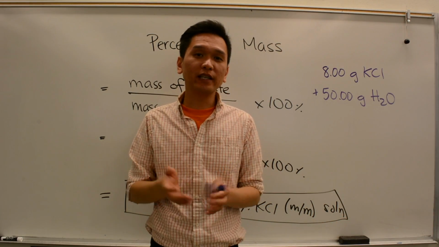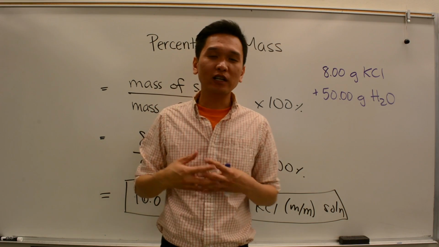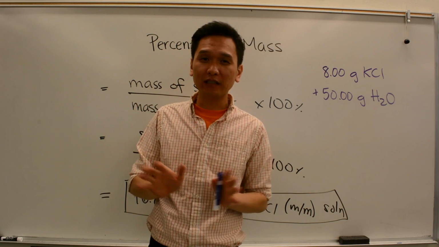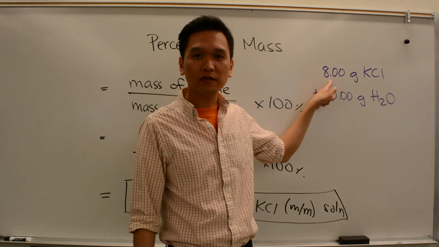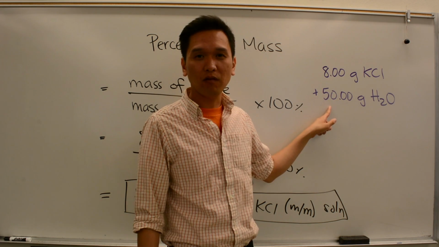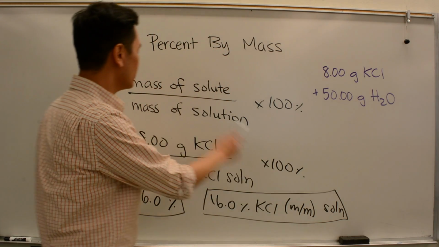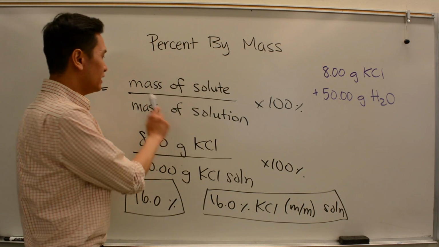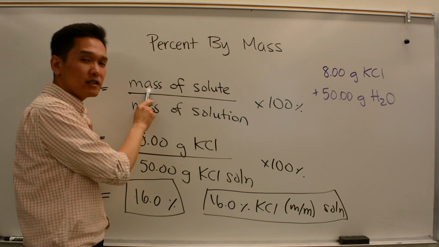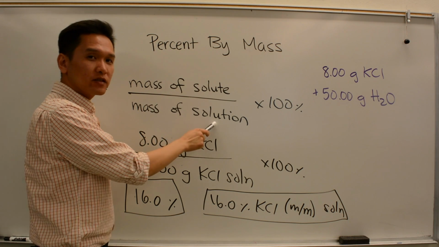Okay, so not to be tricky, but that was a simple case. What if I stated the problem differently? What if I said that you have 8 grams of KCl and you add 50 grams of water? Would you solve that problem in the same manner? So the trick here is to go back to your definition. The definition of percent by mass is the mass of a solute divided by the mass of the solution.